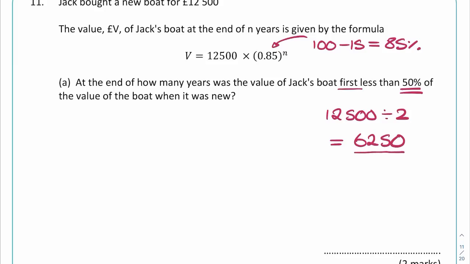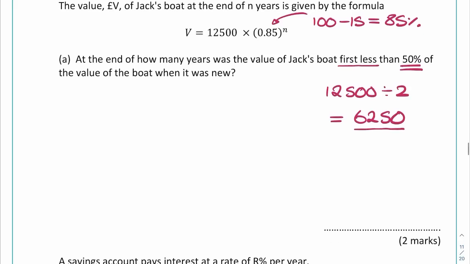Okay, it does say first less than. So we don't want to know if it comes out of 6,280 one year, we'd be looking at the next year. So let's just have a look and type some numbers in. Now when you're doing this, you just need to guess. So I'll guess one, 12,500 times 0.85. I've got to really try and not just guess it right. I'm going to go with 4. If it's right, it's right. 12,500 times 0.85 to the power of 4.